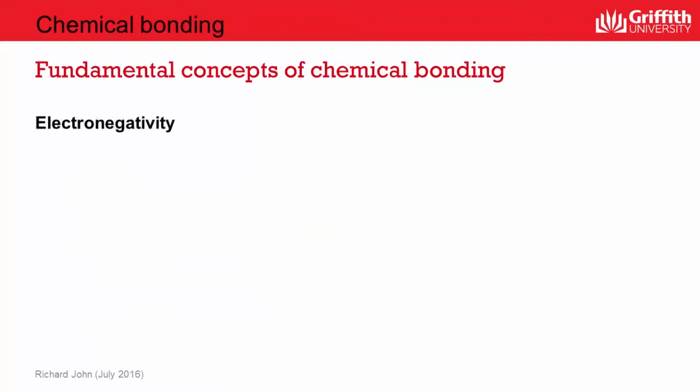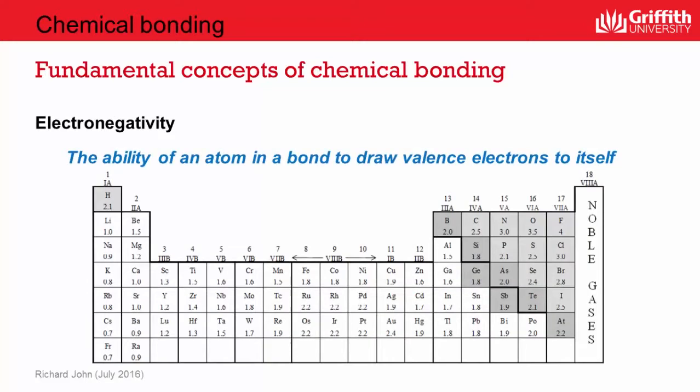Now, the last of the fundamental bonding concepts that we'll look at in this video is electronegativity. Electronegativity refers to the ability of an atom within a bond to draw valence electrons to itself.